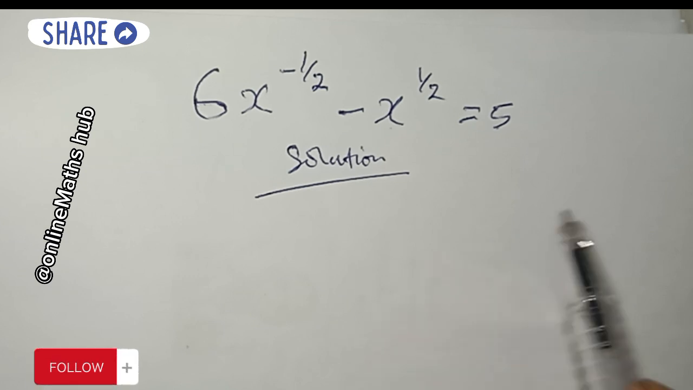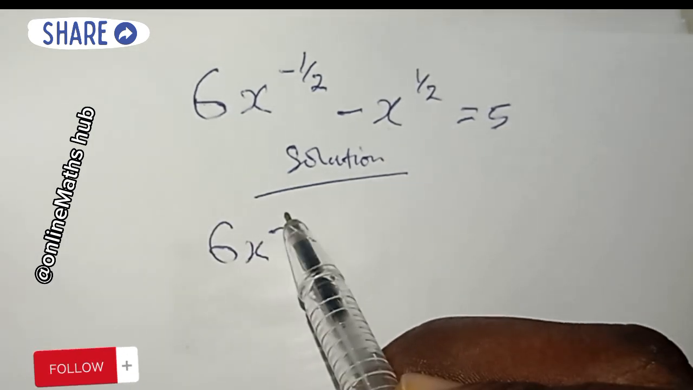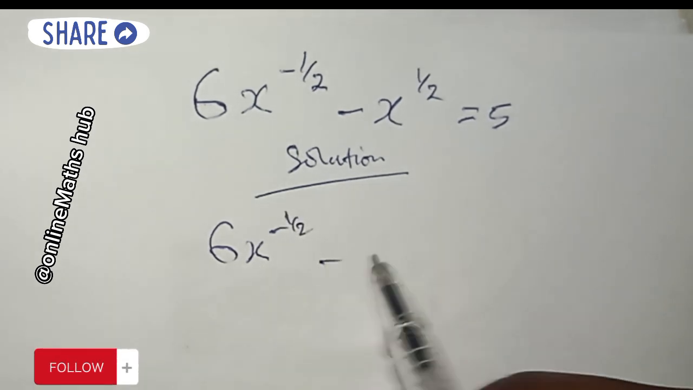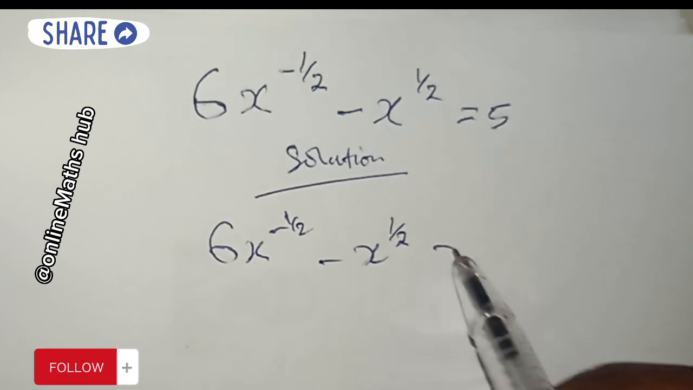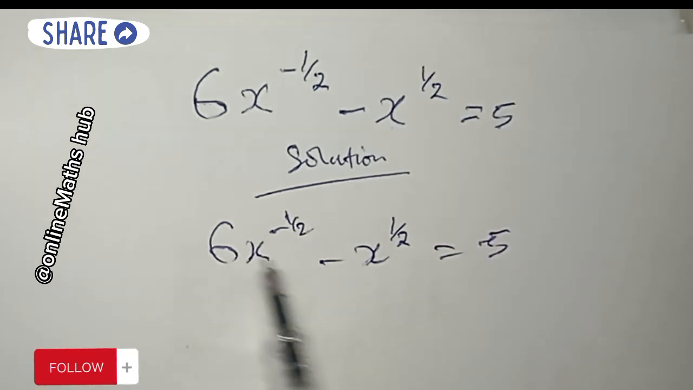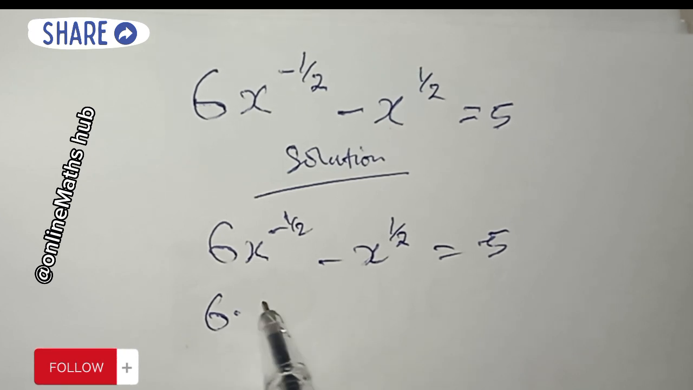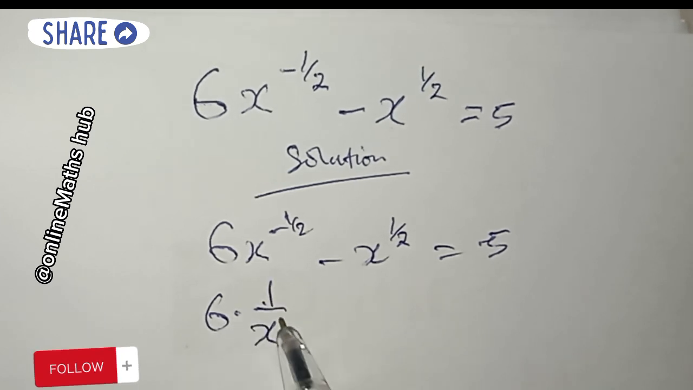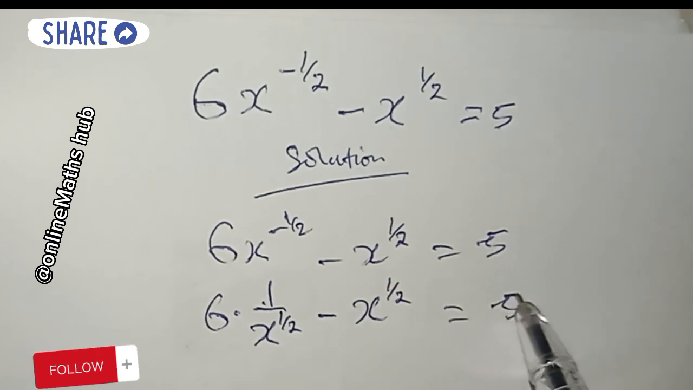Okay, so let me write this: 6 x power 1 over 2, minus x power 1 over 2, is equal to 5. So what I'm going to do is rewrite this using the rule of indices. So I can actually write this as 6 multiplied by 1 over x power 1 over 2, and then minus x power 1 over 2 is equal to 5.